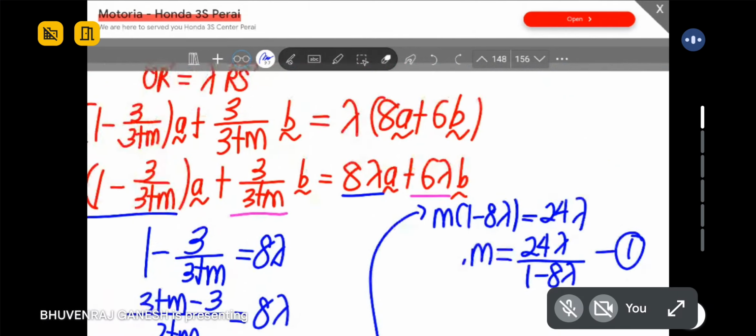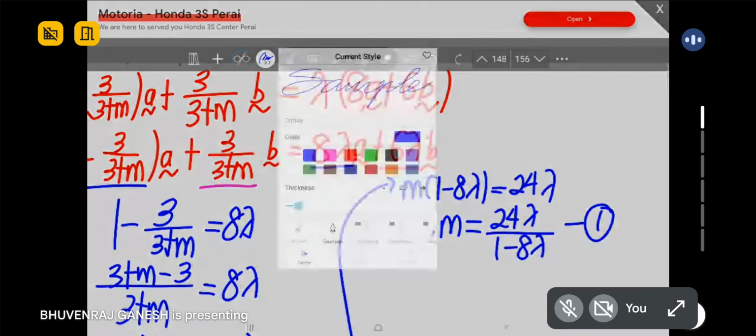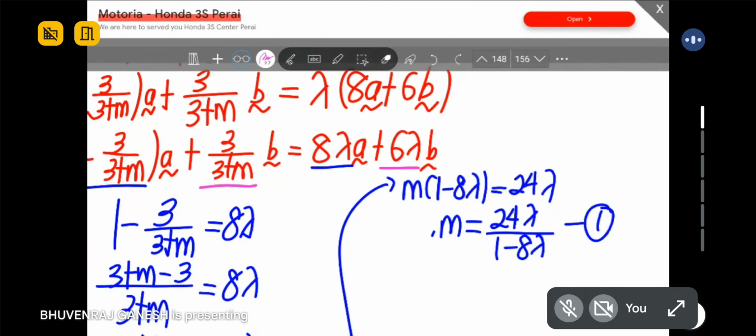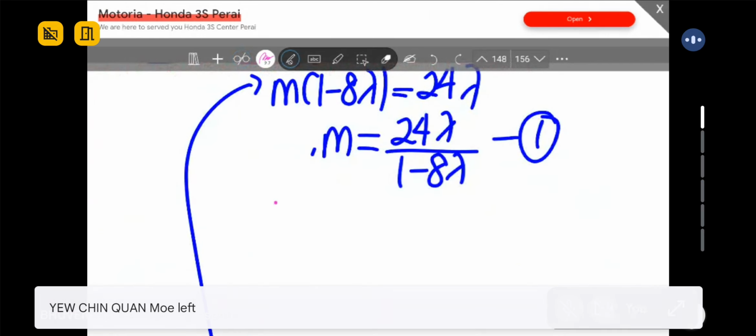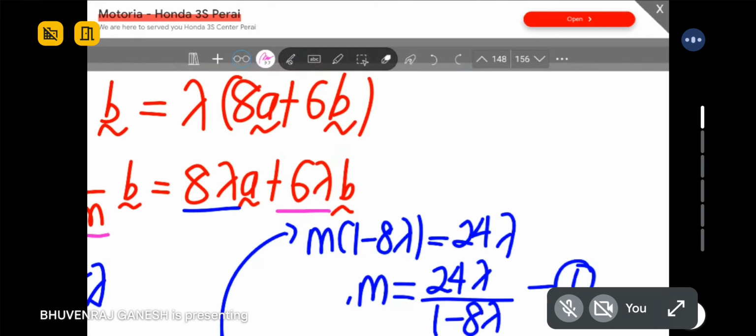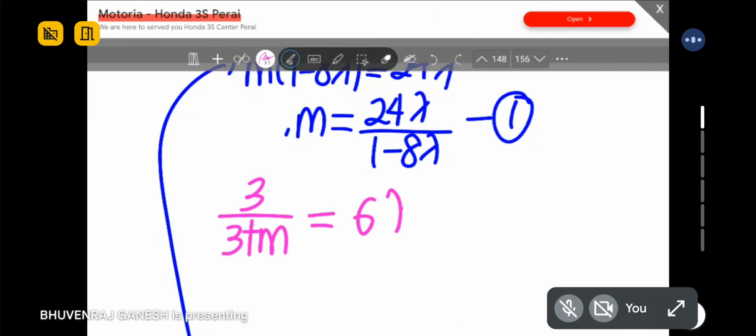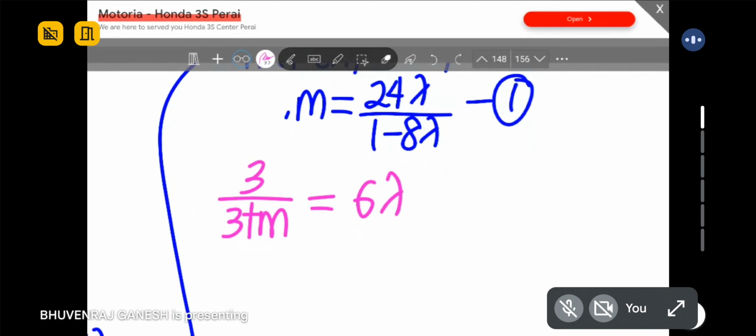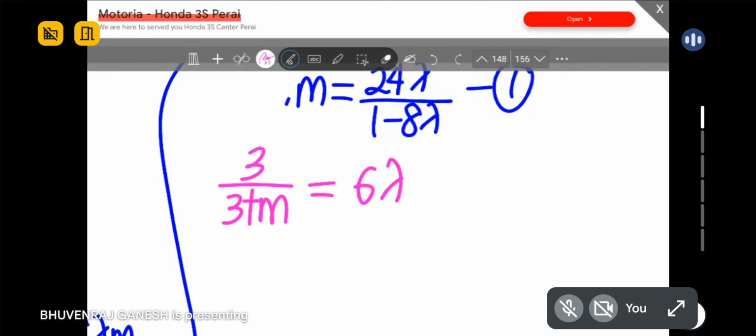Correct. Okay, so next, you guys must compare the coefficient of B. Cuba bandingkan pekali bagi B. So it's 3 over 3 plus m equal to 6 lambda. Am I right? So what can you do here, guys? Boleh buat apa? You guys can actually substitute the m lah. Kamu boleh gantikan m and try to find your lambda. Wait first. Darab silang dulu. You cross multiply first.